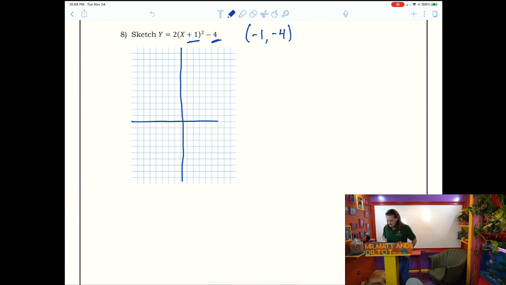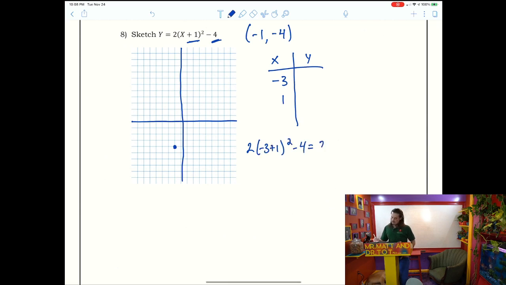So I'm going to be at -1, -4. Now I'm going to go a little bit to the left, a little bit to the right, and test two values. So I'm going to look at -3 and +1. So I'm going to get 2 times -3 plus 1 squared minus 4. That's going to be 2 times -2 squared minus 4. That's going to be 2 times 4 minus 4, which is 8 minus 4, which is 4. So at x is equal to -3, y is equal to 4.